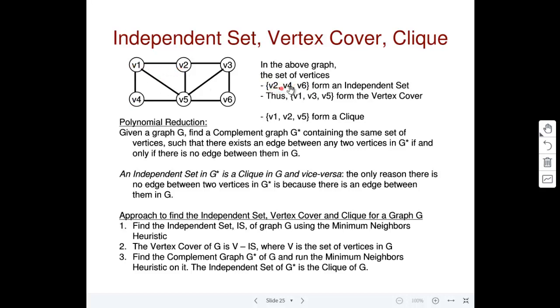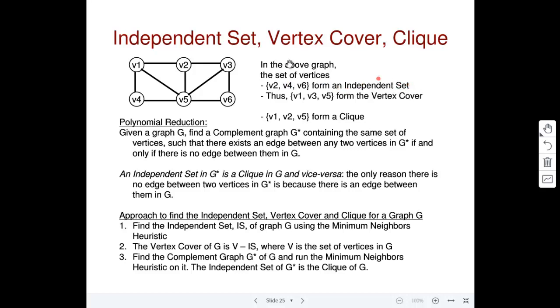So in order to be called an independent set, there should not be an edge between any two vertices in that set. So obviously we are interested in finding what's called the maximal independent set. What is the largest possible subset of vertices such that there is no edge between any two vertices within that subset? So the independent set problem we will focus on is the maximal independent set problem.